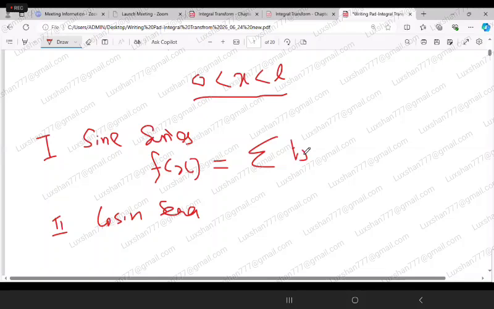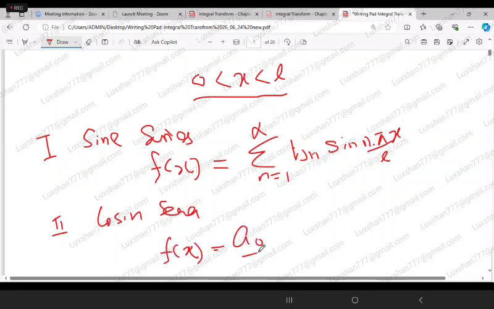summation bn sine n pi x over L, where n is equal to 1 up to infinity. The cosine series, we write as f(x) equal to a naught by 2 plus summation an cos n pi x over L, where n is equal to 1 up to infinity.